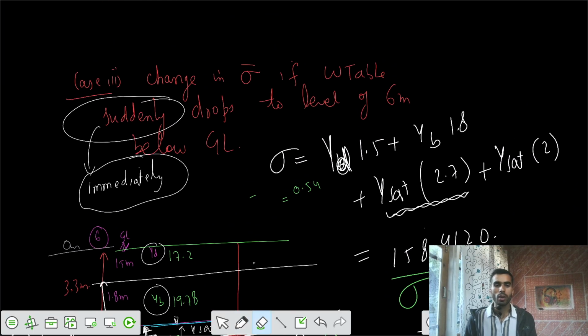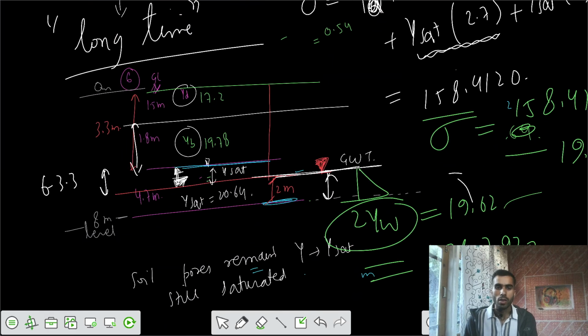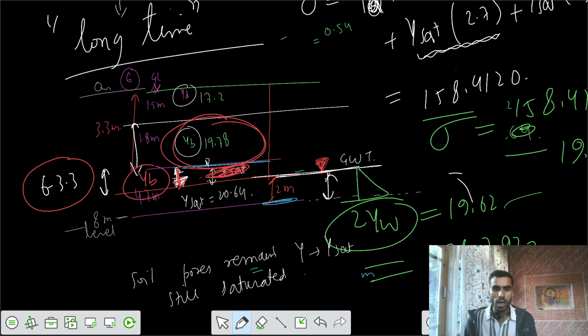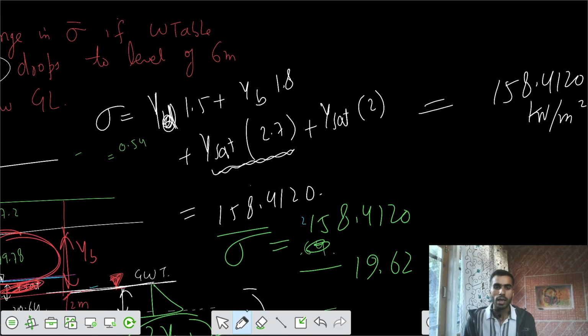Now if I try to calculate for the second part, that is, if I calculate for after a long time, for that, I would say your lower part of this 6 minus 3.3 would now be in bulk condition, gamma bulk, as per the soil above that. So this part becomes gamma bulk. So in this case, I would write here your stress becomes gamma sat. In terms of gamma sat, I can replace gamma bulk.